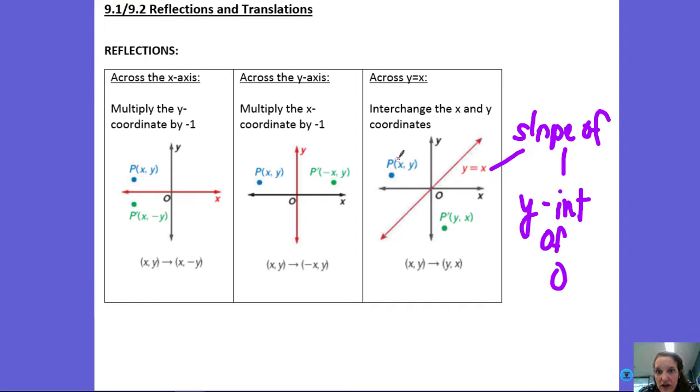So the way that you will reflect a point across the line y equals x is you're going to interchange the x and the y coordinates. They're going to switch places. The x gets sent to the back and the y gets sent to the front. So you're not changing the signs, they're literally just switching places. x, y becomes y comma x.